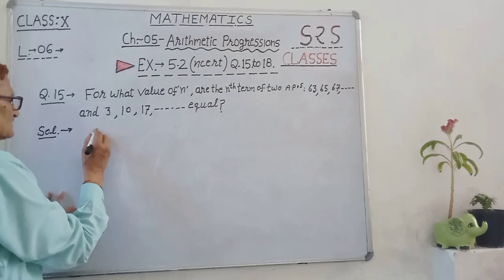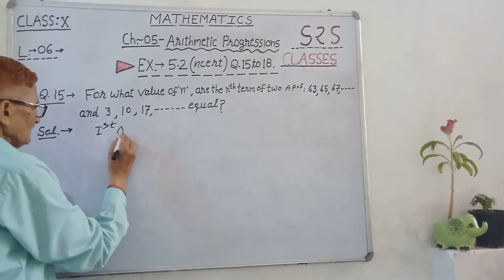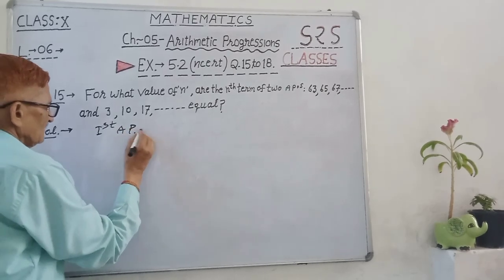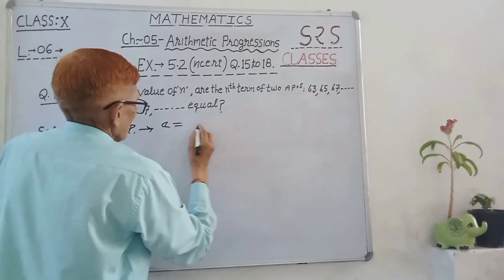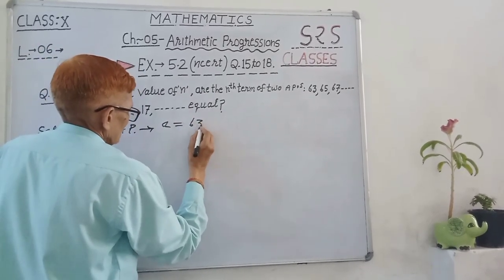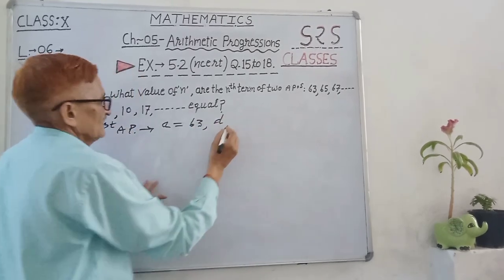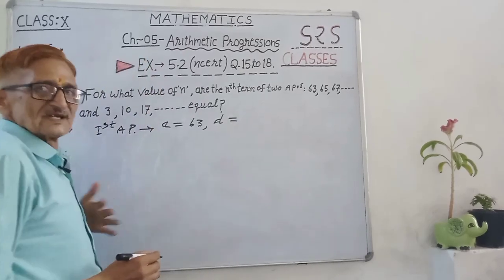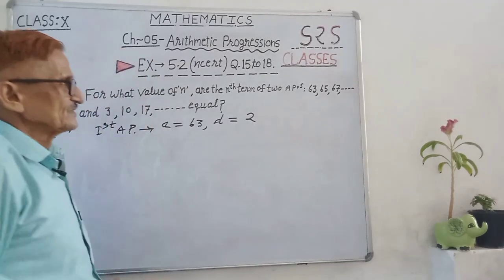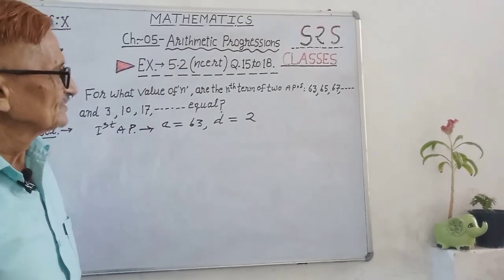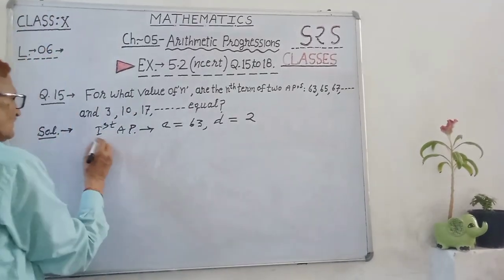So first AP: A equal first term 63, common difference D for the first AP: 65 minus 63 is 2, check 67 minus 65 also 2, so D is 2. This is for the first AP.